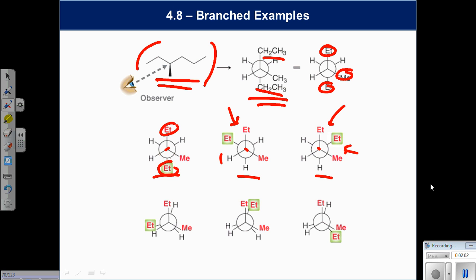Down here, what do we call these when things are on top of each other? They are eclipsed. They're not as good as the staggered conformations. Within the staggered conformations, you have the anti and the gauche. You have the anti and the gauche, and you've got to be on top of that. So you've got to recognize that this is very useful and it's not particularly straightforward.